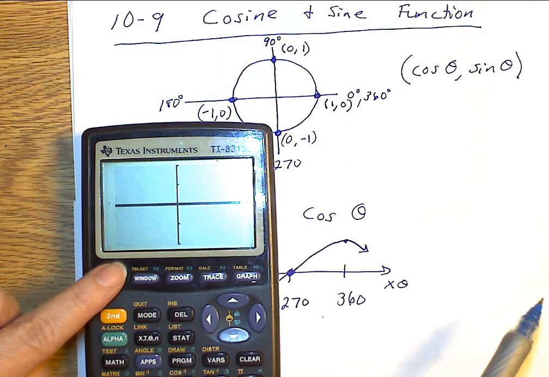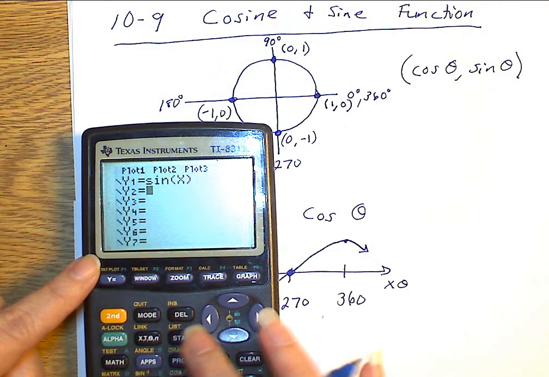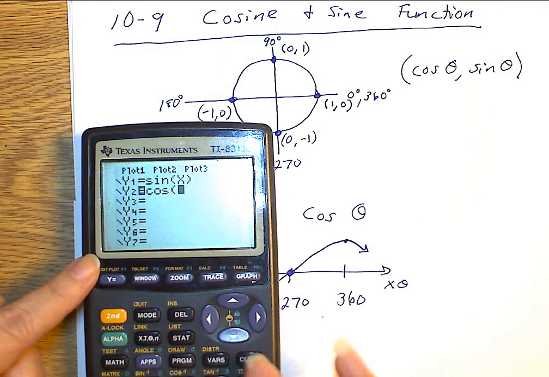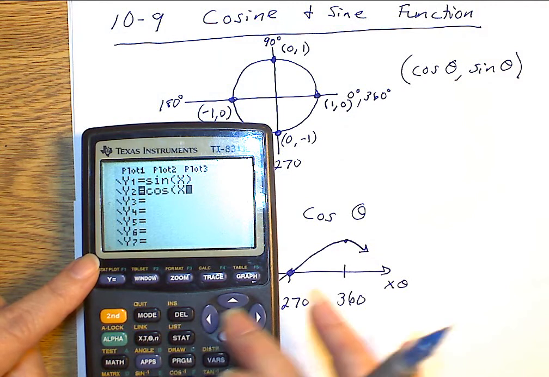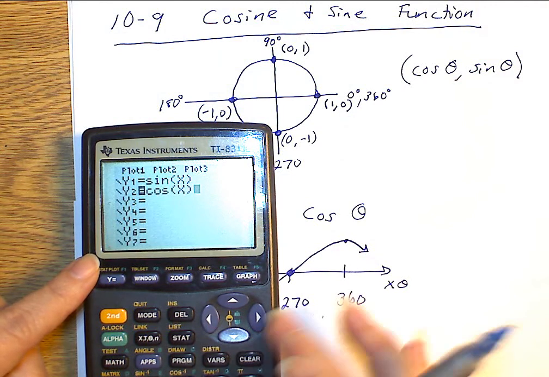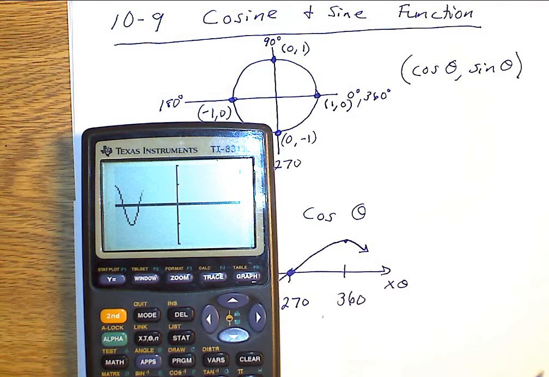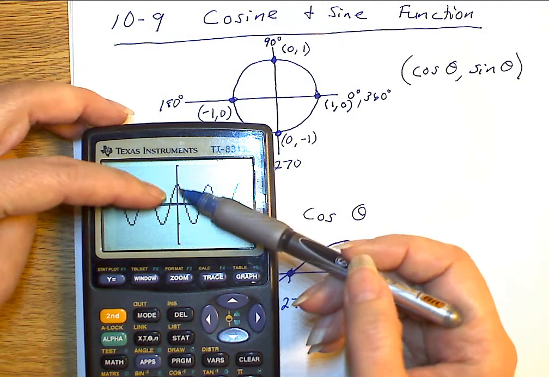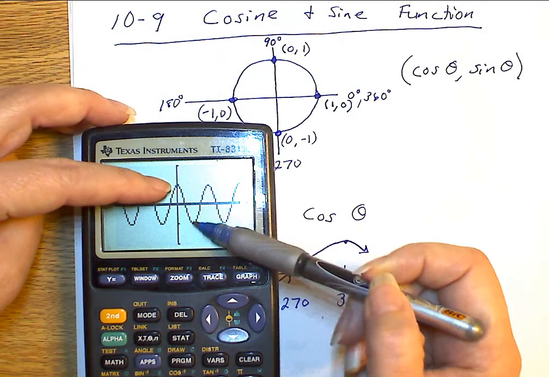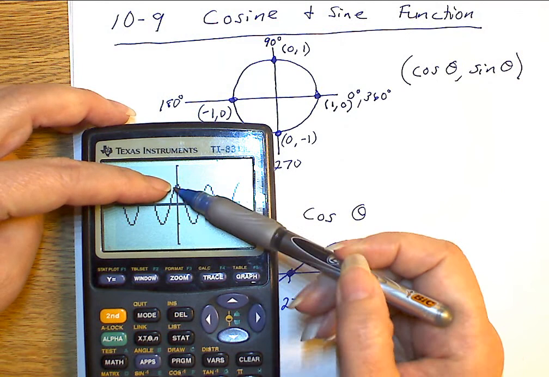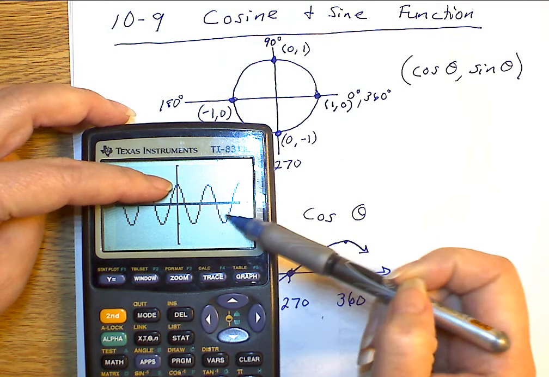So I'm going to go cosine on the second one. I'm going to go cosine of x, and I'm going to graph it. Now, remember that what we graphed is the first period only. So we graph from here to there, but remember it continues on forever.